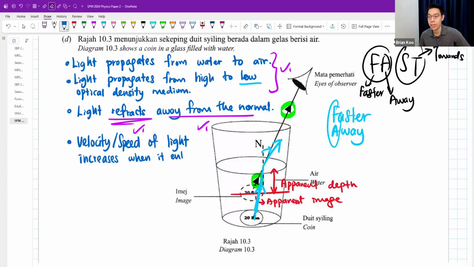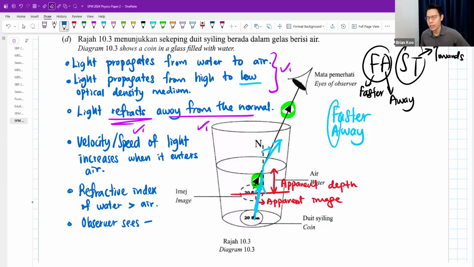Okay, this one is extra, but we talked about high to low density and all that. You can also say refractive index of water is higher than air. You can use this symbol, no problem. And then you can say the observer sees the apparent image.